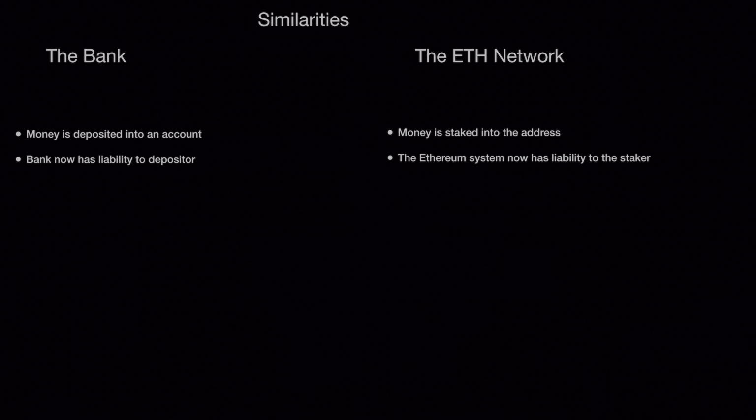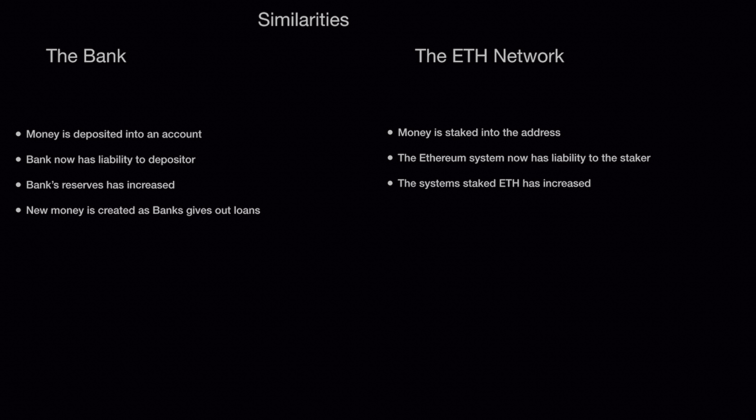You no longer use it. You can't move it. You can't do anything to it. It's now in the network. You can withdraw it, but it's not yours to use. They owe it to you. Banks have reserves increase. So the more deposits the bank has, the more the bank has in reserve. Likewise, the more that's staked in the network, the more ETH is staked in the network. So just change the word network for bank. Change the word from deposit to stake. New money is created through bank loans. New ETH is created through each block algorithmically.